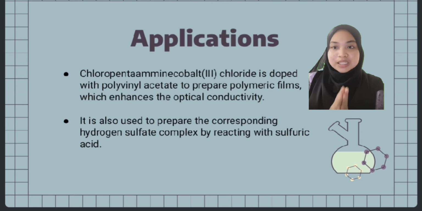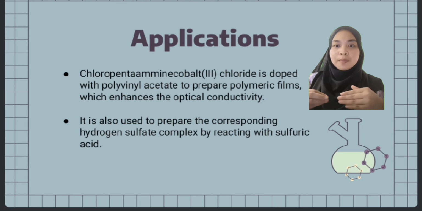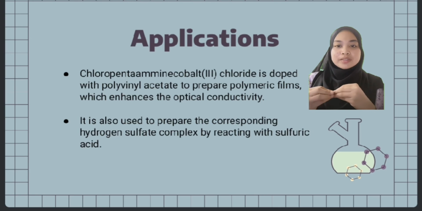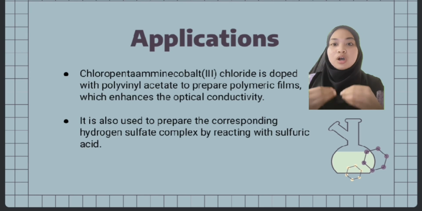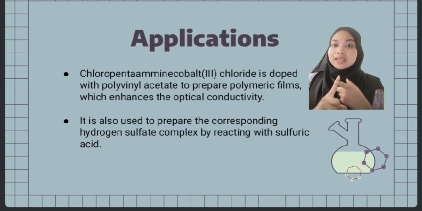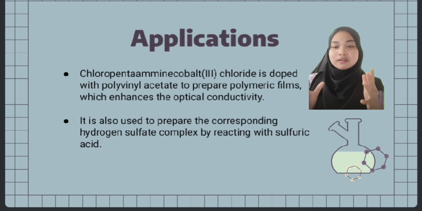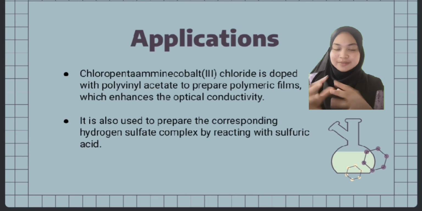Lastly, the applications of chloropentamine cobalt 3 chloride. Chloropentamine cobalt 3 chloride is doped with polyvinyl acetate to prepare polymeric films, which enhance the optical conductivity. Then, it is also used to prepare the corresponding hydrogen sulfate complex by reacting with sulfuric acid.